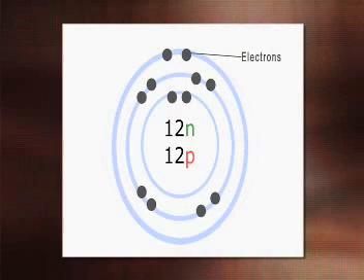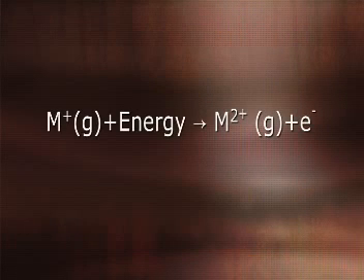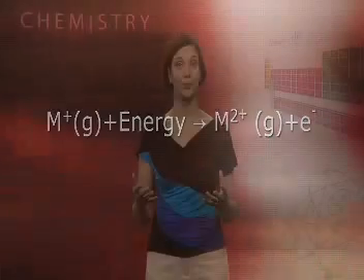Ionization energy is the minimum energy that is required to remove the outermost shell electron from an isolated gaseous atom or ion. Students, please look at this equation. It represents ionization energy. The M denotes any metal.